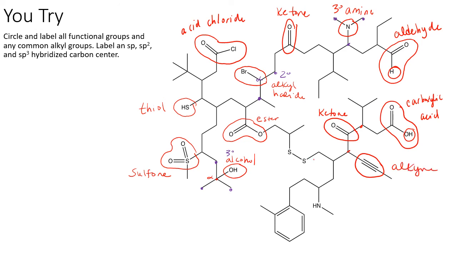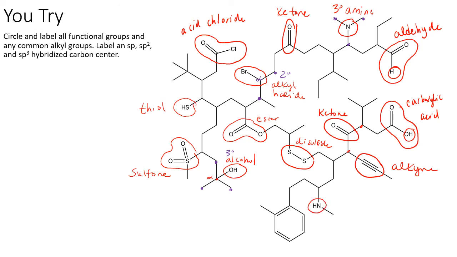To the left, you have a sulfur-sulfur bond flanked by carbons. This is a disulfide. You can actually even have trisulfides, but disulfide linkages are actually really important in, like, your hair. And below that, we got two more.